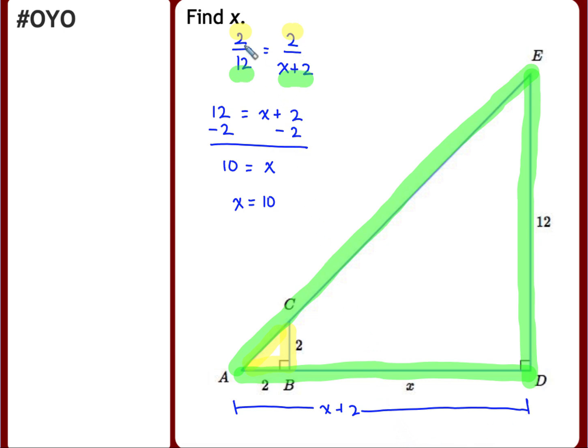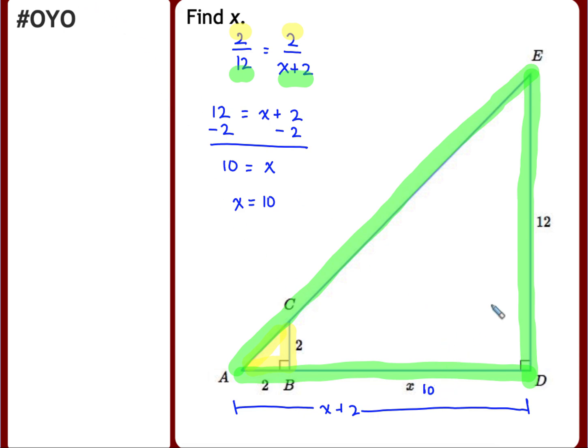Now, you can do cross products, but I notice the numerators are both 2. So that means I can just set these 12 equal to x plus 2 and solve for x, and I get 10. So x would be 10.